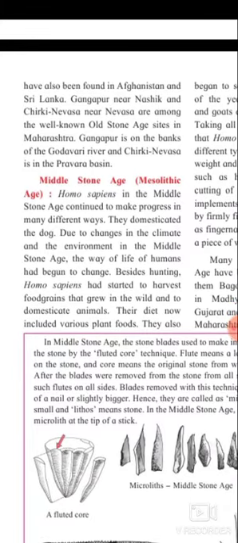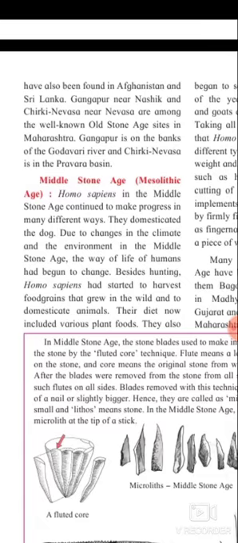Middle Stone Age, Mesolithic Age. Homo sapiens in the Middle Stone Age continued to make progress in many different ways. They domesticated the dog due to changes in the climate and the environment in the Middle Stone Age. The way of life of humans had begun to change. Besides hunting, Homo sapiens had started to harvest food grains that grew in the wild and to domesticate animals.